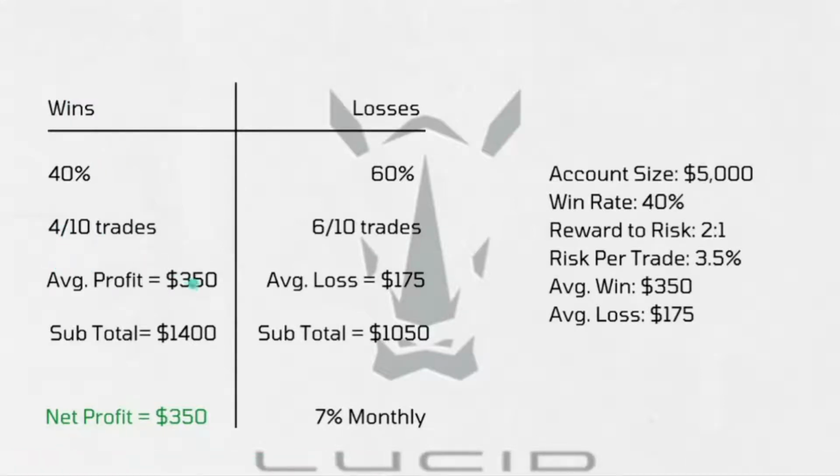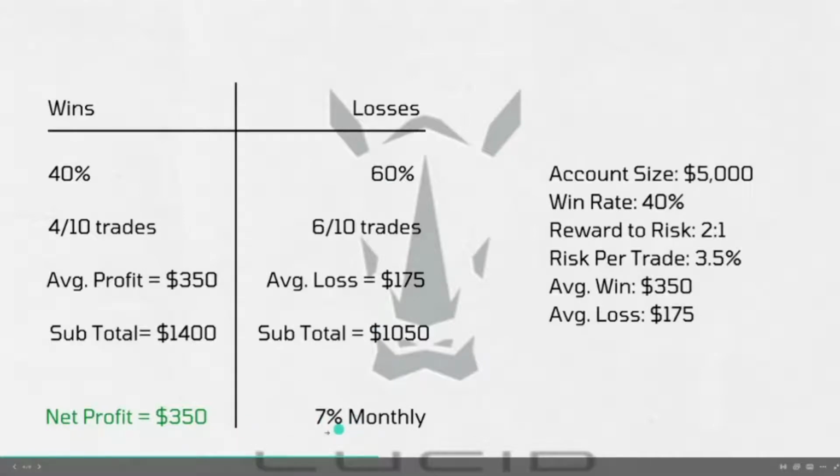Average profit is going to be $350 per trade. That's going to equal a subtotal of $1,400. All right. Now we're losing more trades than we won, 6 out of 10. Average loss is 175. Subtotal being 1,050. This is still a 7% monthly return, $350 profit on 5,000.